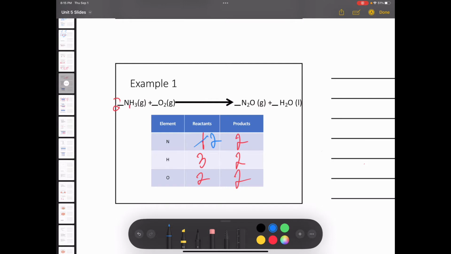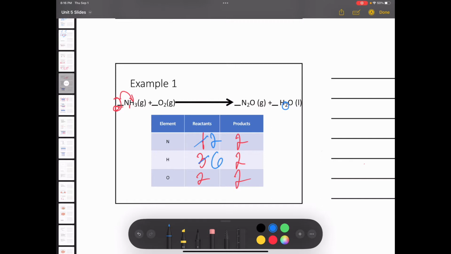Now, every time you add a number, you need to hit the reset button and start counting your atoms one more time, because the coefficient of 2 that we just added is also going to impact the count of atoms for the hydrogens. So hydrogen now on the reactant side is no longer a 3. It is now a 6. Remember, 2 times 3 makes 6 atoms of hydrogen. How many hydrogen do I have on the product side? That remains as 2, because we haven't added any numbers on the product side.